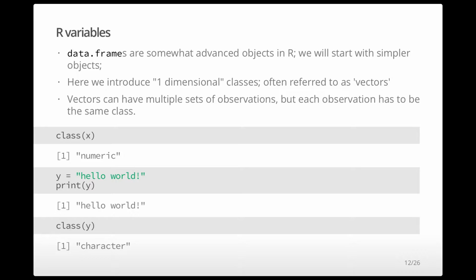We can assign y to be this string, and we tell it's a string because we quote. Again, we can use single or double quotes. Throughout the course, I use double quotes for almost everything, but if single quotes make more sense, have at it. We say hello world, we print it out, and we say the class of y, and y is a character.